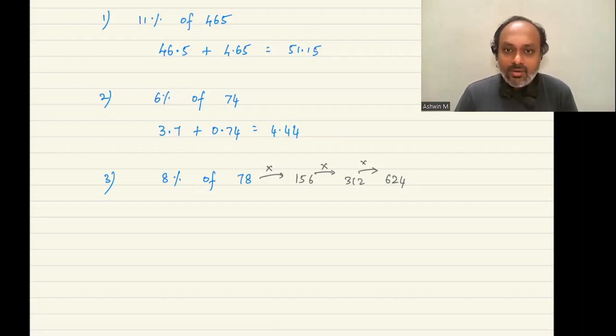So 78 doubled is 156, 156 doubled is 312, 312 doubled is 624. So you are doubling it 3 times and then dividing by 100. So 624 divided by 100 is going to be 6.24. And if you want 4%, it means you double it twice.